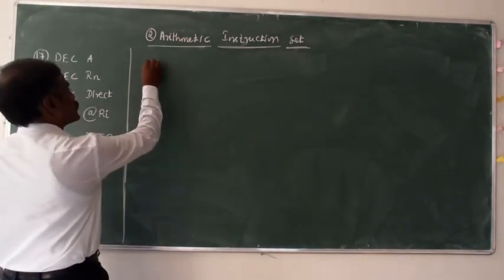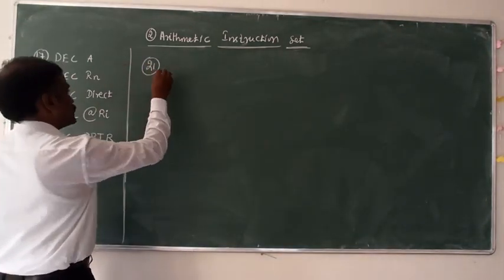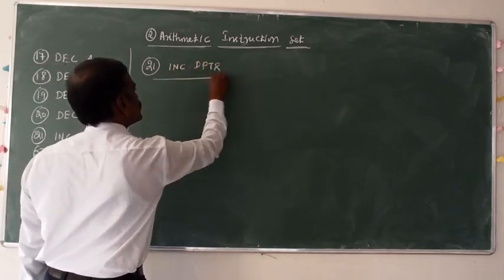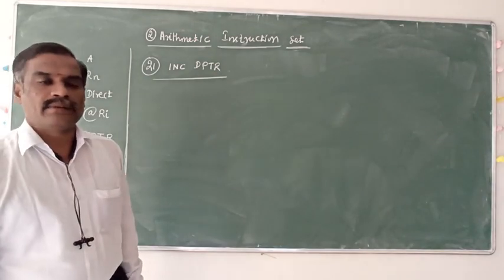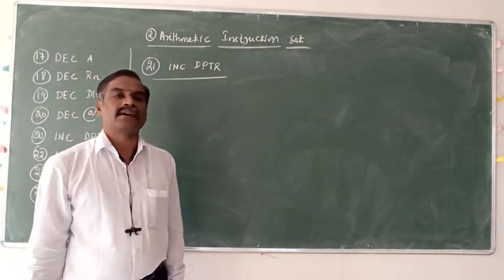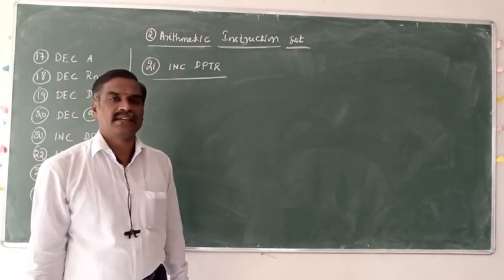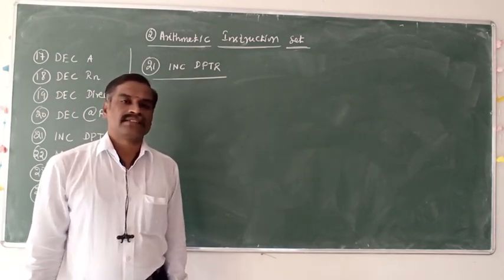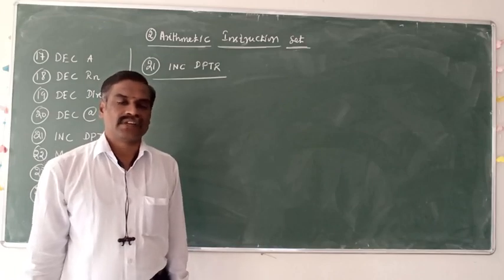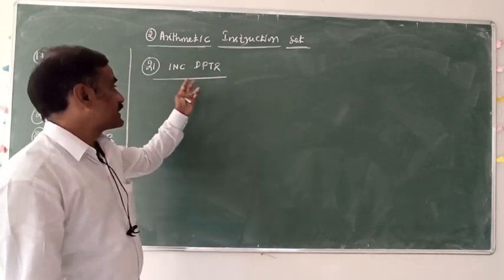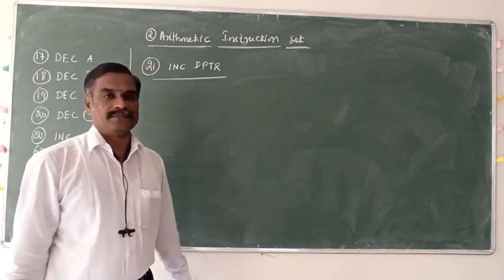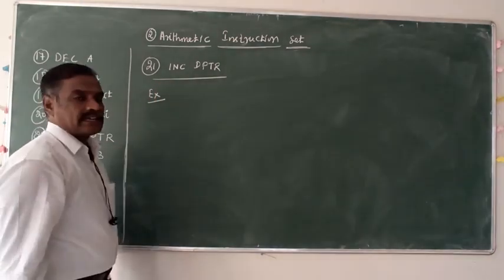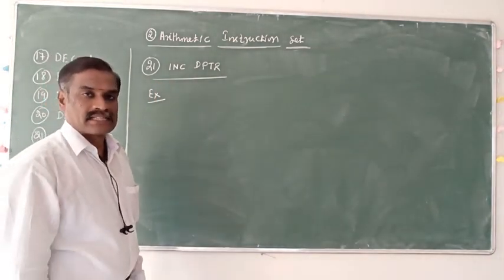Next, 21st instruction, INC DPTR. INC DPTR means increment the data pointer. Here the data pointer is a 16-bit register. Now, to increment the 16-bit register content a single time, first we have to initialize what the data pointer address is.